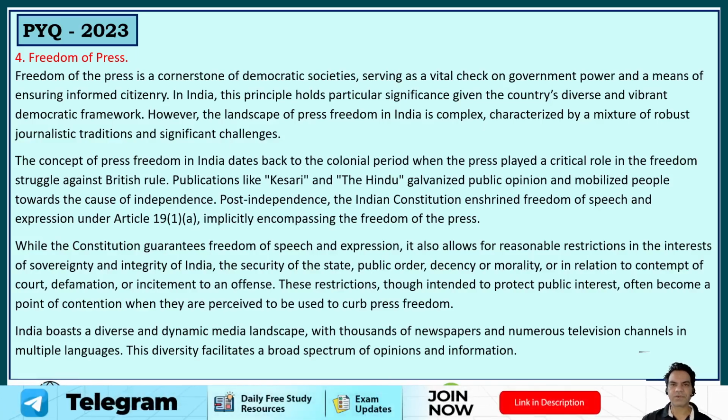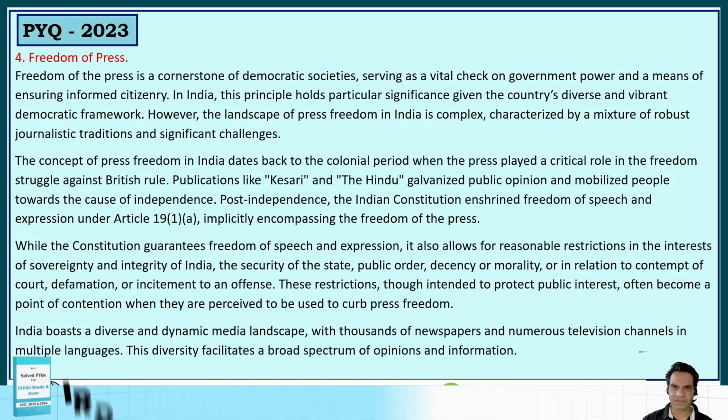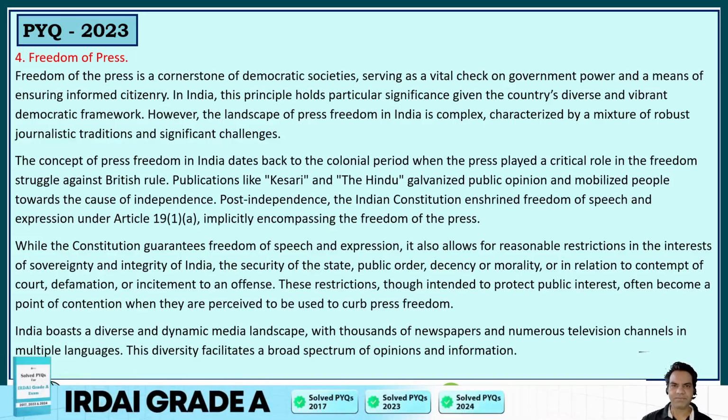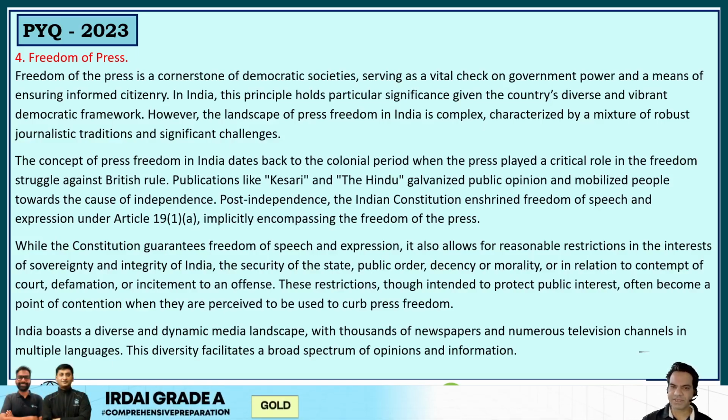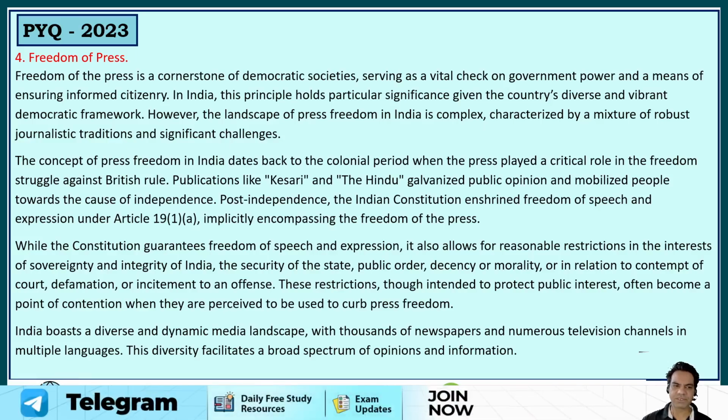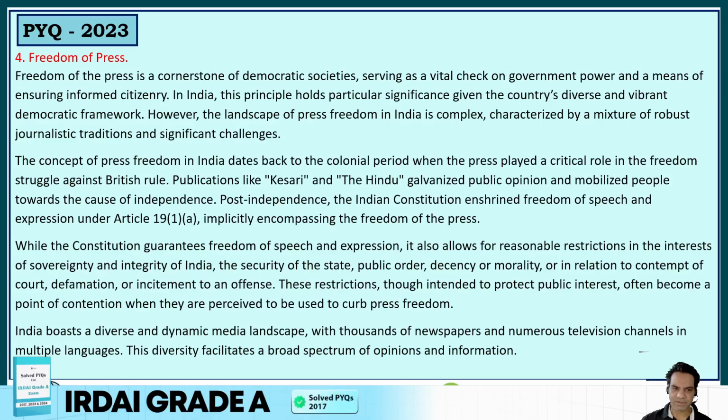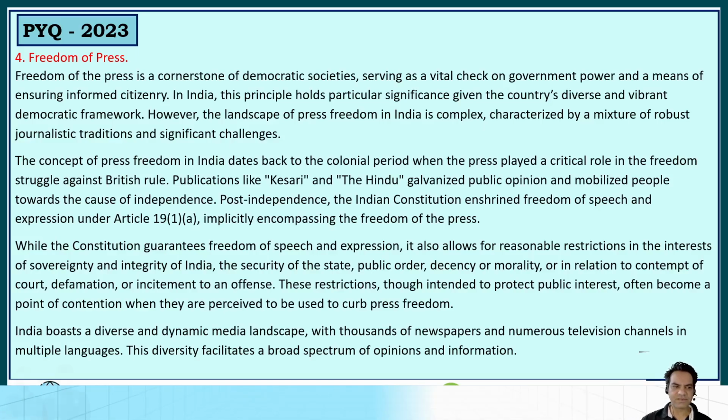And the fourth topic was a very generic topic, a static topic, freedom of press, right? So press media is called the fourth pillar of democracy, right? So freedom of press is a cornerstone of democratic society, serving as a vital check on government power and a means of ensuring an informed citizenry. In India, this principle holds particular significance given the country's diverse and vibrant democratic framework. However, the landscape of press freedom in India is complex, characterized by a mix of robust journalistic traditions and significant challenges.